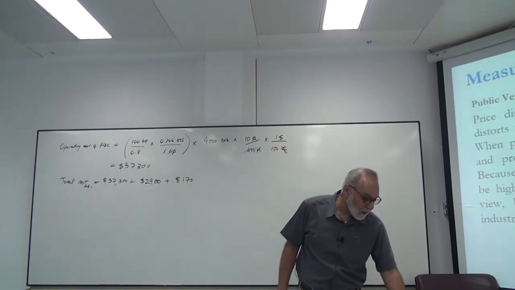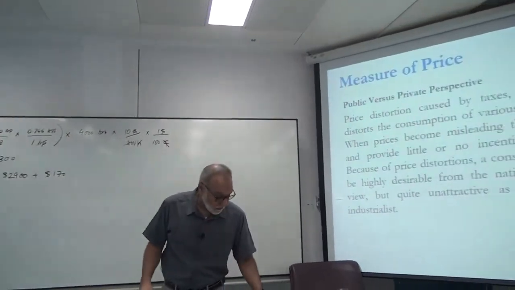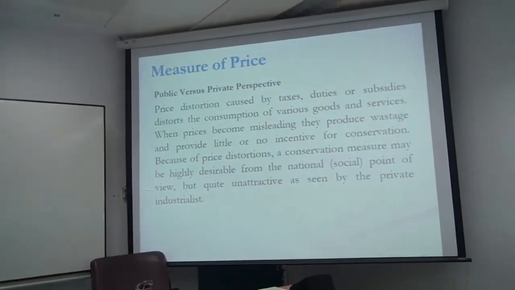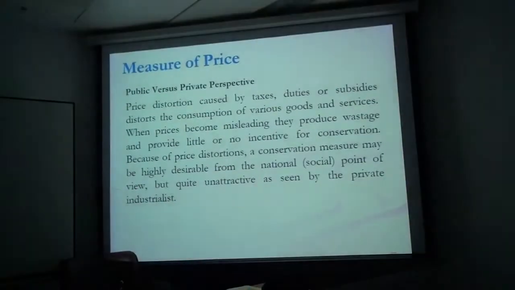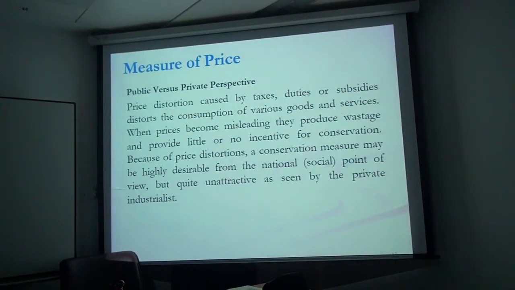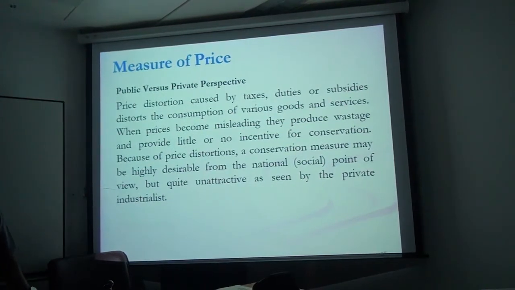Now we have some concept about pricing. I will go back to pricing. There is a public perspective of prices and there is private perspective of prices. Public perspective is from the economic point of view or social point of view. Private perspective is from individual or industrialist point of view.